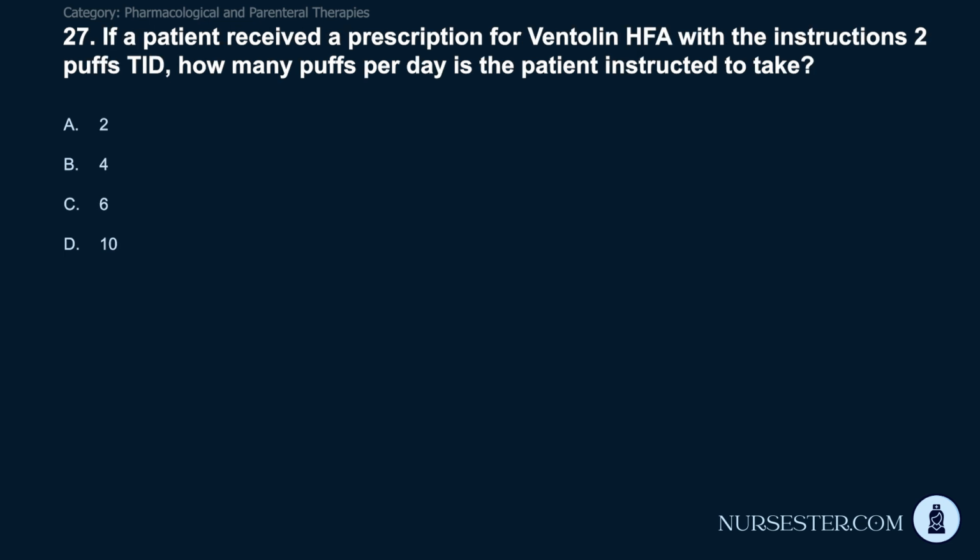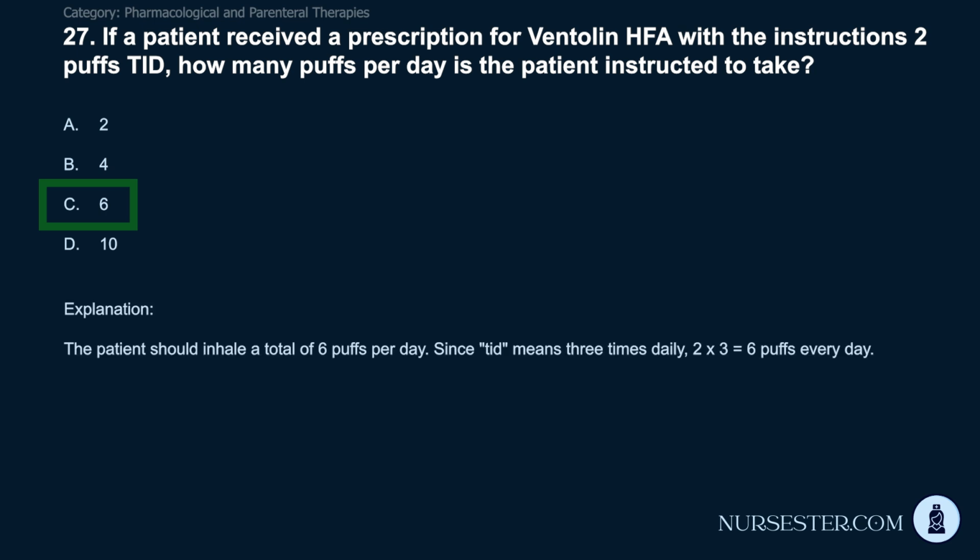27. If a patient received a prescription for Ventolin HFA with the instructions 2 puffs TID, how many puffs per day is the patient instructed to take? A. 2. B. 4. C. 6. D. 10. Correct answer, C. 6. The patient should inhale a total of 6 puffs per day. Since TID means 3 times daily, 2 times 3 is equal to 6 puffs every day.